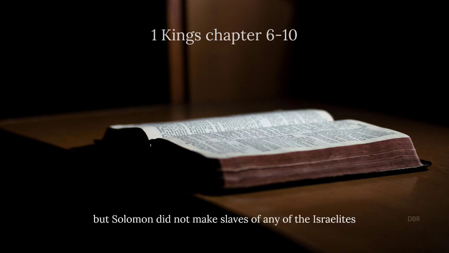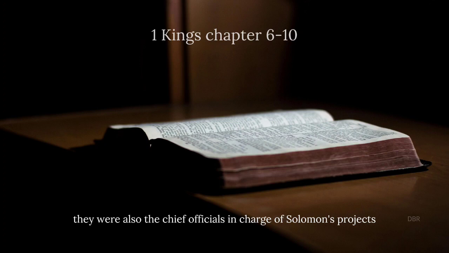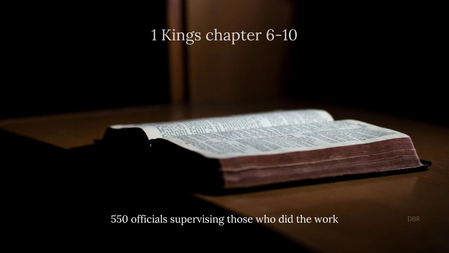But Solomon did not make slaves of any of the Israelites. They were his fighting men, his government officials, his officers, his captains, and the commanders of his chariots and charioteers. They were also the chief officials in charge of Solomon's projects, 550 officials supervising those who did the work.